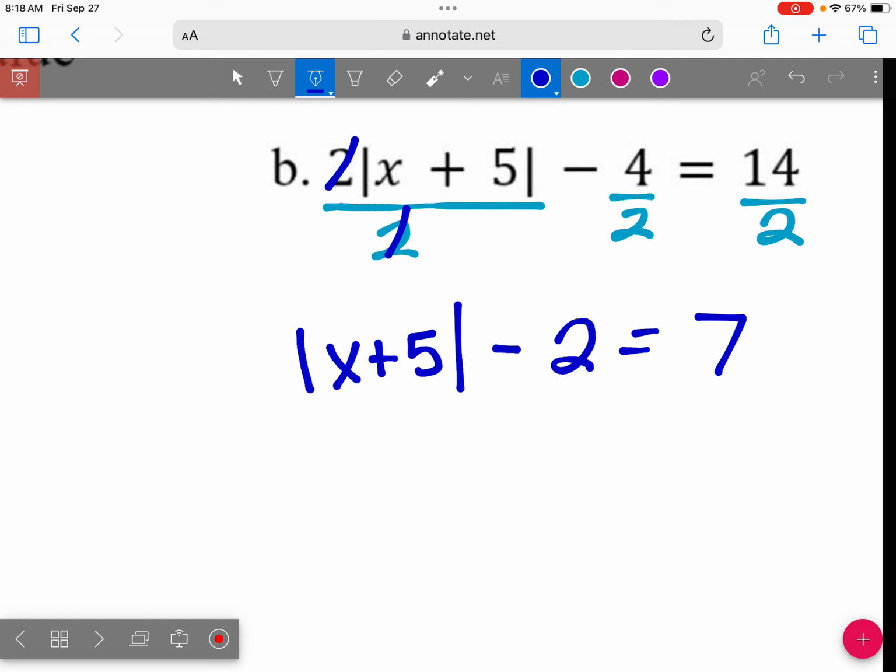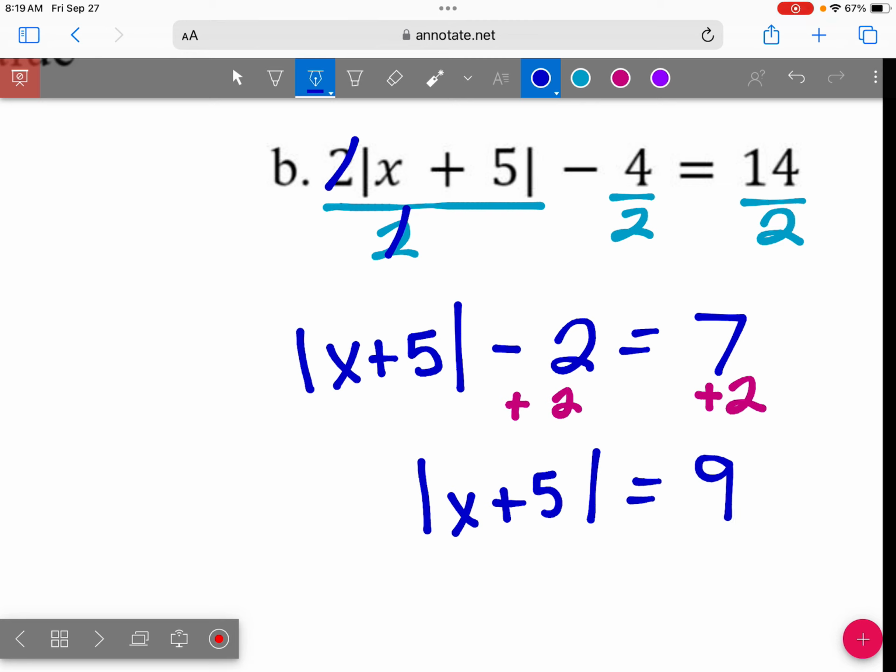You could absolutely start off by adding 4 and then dividing by 2. You will get the exact same answer. Use plus 4 on both sides, and then on your next step, you divide by 2. Because here we divided by 2 first, and now my next step is going to be that we need to add 2. So I'm still moving this chunk to the other side. Either way, we're going to wind up with our absolute value of x plus 5 equal to 9.